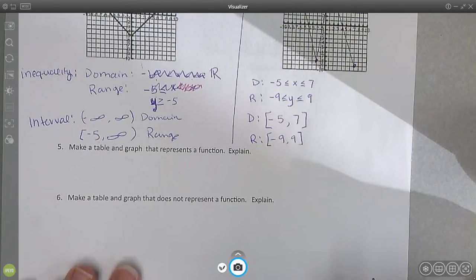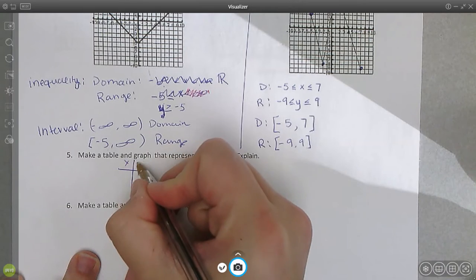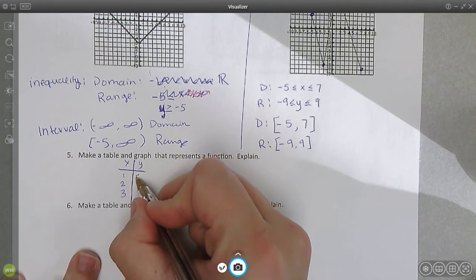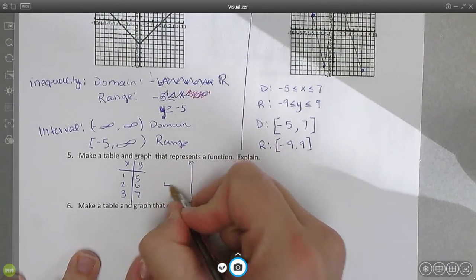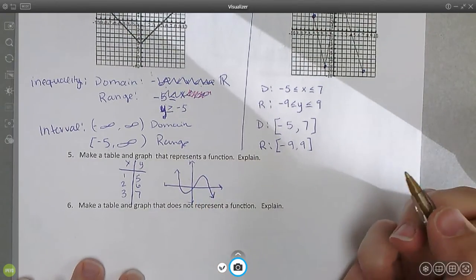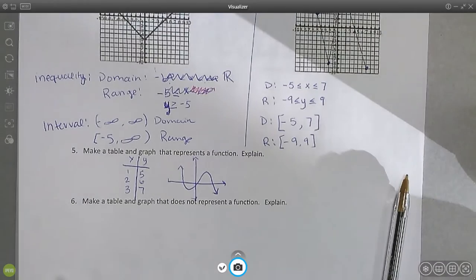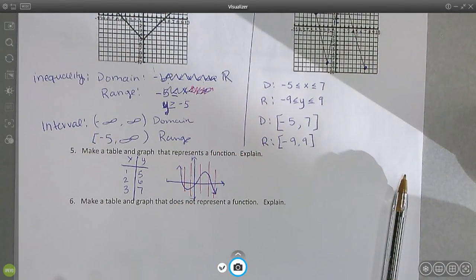Make a table and graph that represents a function. So a function, we could do 1, 2, 3, and then you could do 5, 6, 7. There's a table, a graph. You could do anything like this, as long as these x values are all different and this graph passes your vertical line test, which it does.